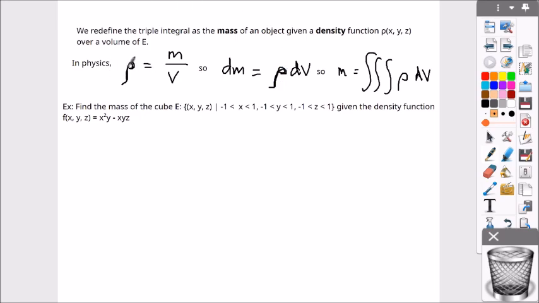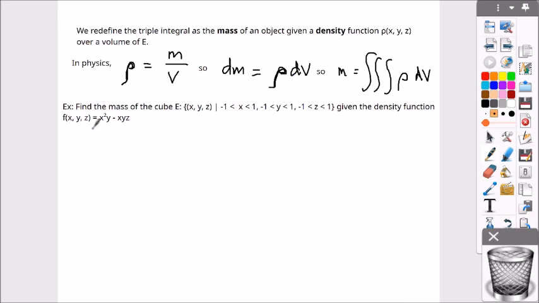So rho, that's what it's called. The Greek letter is called rho. Density is equal to mass divided by volume. So every change in mass is equal to rho times a small change in volume, right? If mass is density times volume, then a small change in mass is density times a small change in volume. So if you want to find all of the mass, you add up all of the densities times small changes in volume, and you will get the mass of the entire object, right?